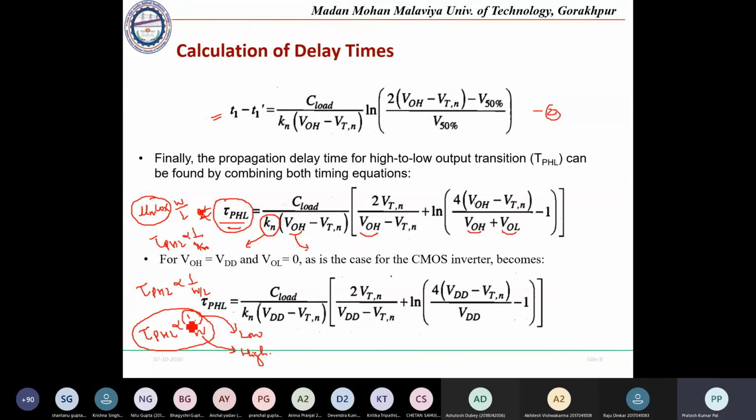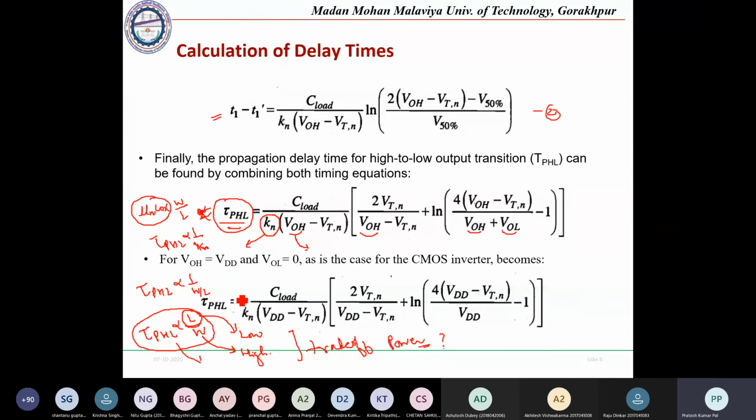Here there is a direct relation between length and width with respect to tau PHL. But there will be other parameters also that depend on the L and W value. So we need to have a compromise, or we call it a trade-off. There will be a trade-off between delay, and we will see what the effect of length and width is with respect to power. We will see this later in this course also. So this is how we should be thinking while designing any circuit. So this is tau PHL.